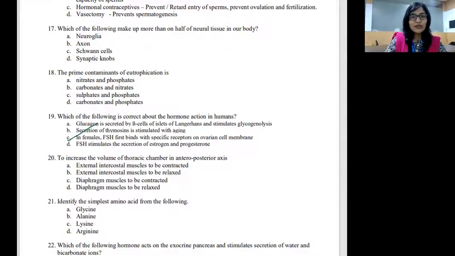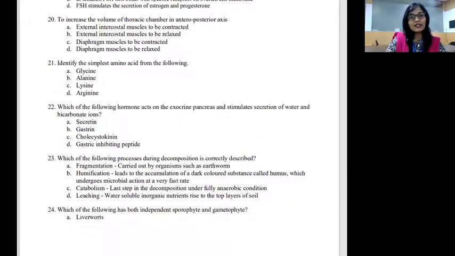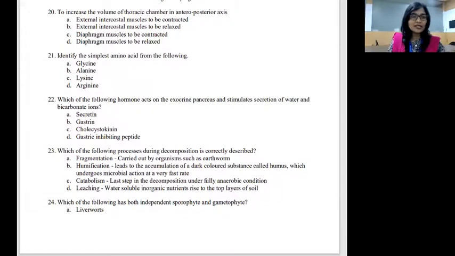Okay, the next question. To increase the volume of thoracic cavity or chambers in anterior posterior direction from up and down. So when do you want the thoracic chamber to be increased? When you're going to inhale, you want the space to be increased. If you want the space to be increased, the muscle has to contract. What is that muscle? The diaphragm. It is inspiration. We are talking about inspiration.